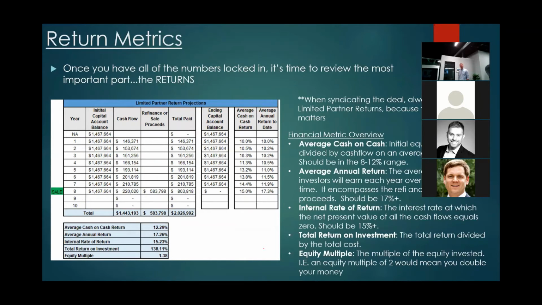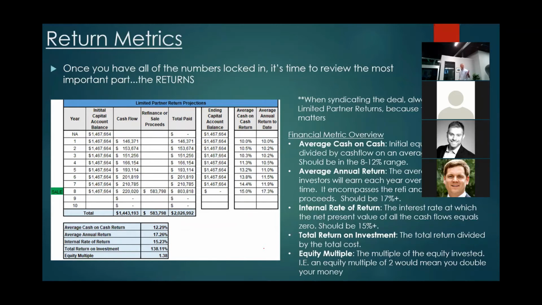Internal rate of return. This is probably my favorite metric to look at, and probably the most complicated. I won't get too detailed in describing it, but essentially it is the interest rate at which the net present value of all the cash flows equals 0, so it takes into consideration the time value of money. If a dollar is invested over a certain amount of years, what does it look like? So 15% is usually pretty common there. I like to see at least that or a little bit higher.